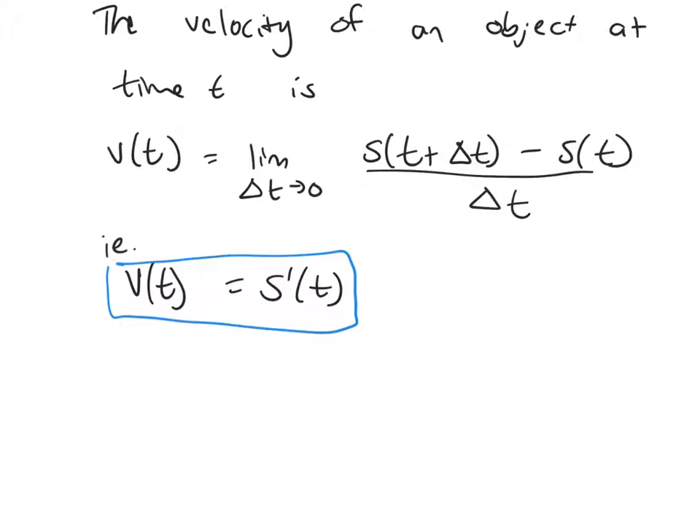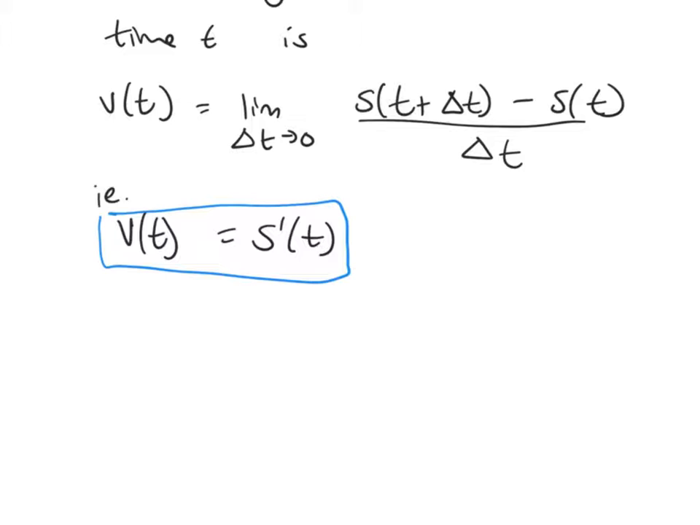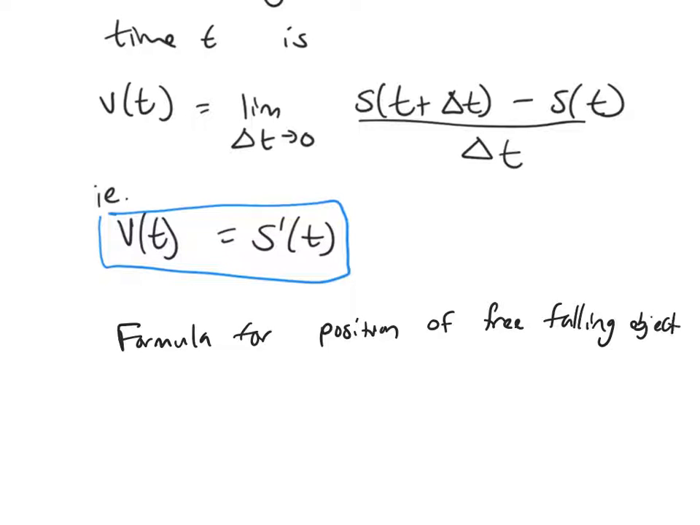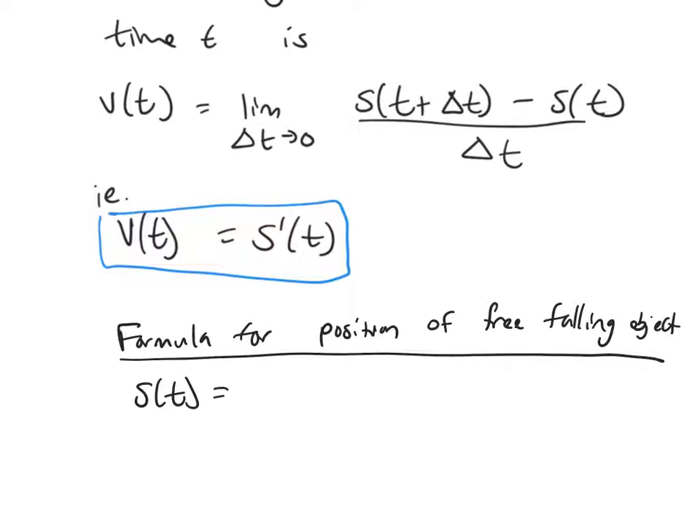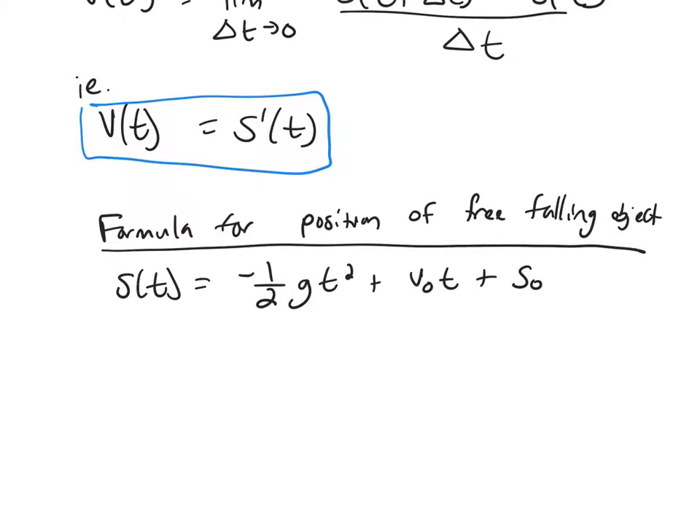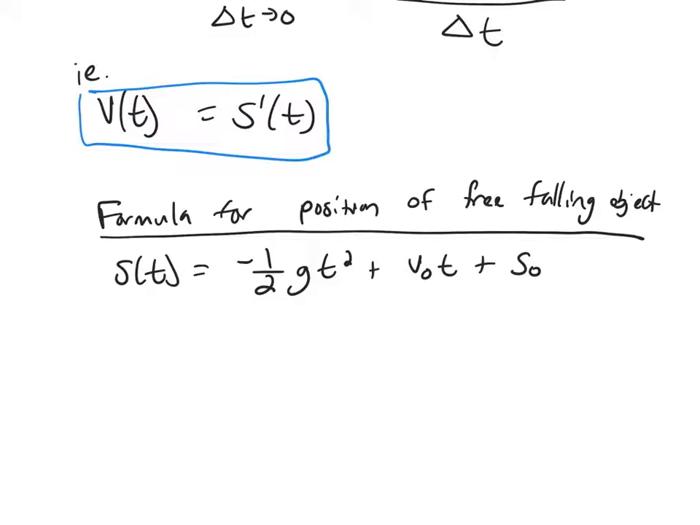So before we do the next problem, I do want to mention the formula for the position of a free falling object. So the formula would be s of t equals negative 1/2 gt squared plus v0t plus s0, where, I know there's a whole bunch of symbols here, I'll explain.